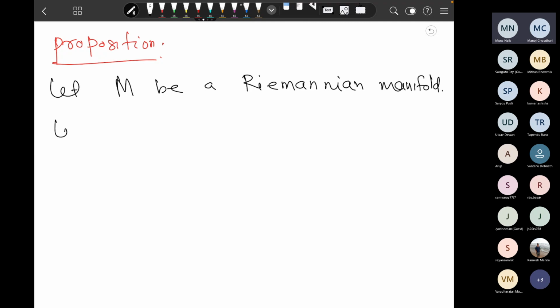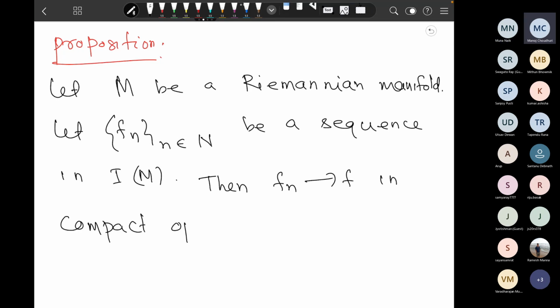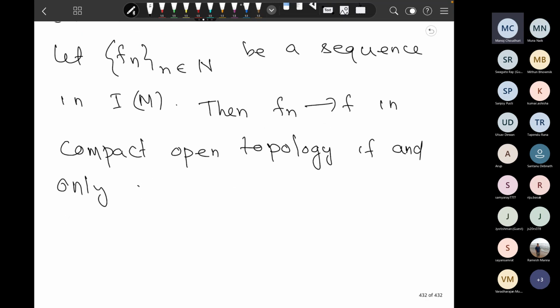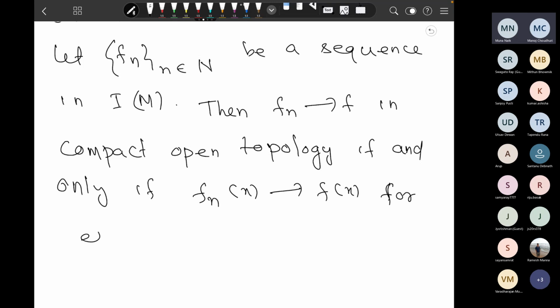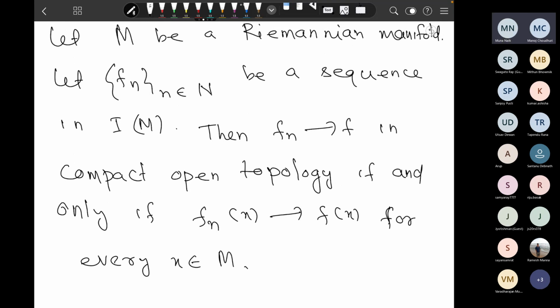Let M be a manifold, and let F_n, with n belonging to the natural numbers, be a sequence in I(M). Then F_n converges to F in the compact open topology if and only if F_n(x) converges to F(x) for every x belonging to M. So this says that the compact open topology on I(M) is the same as the topology of pointwise convergence on I(M).